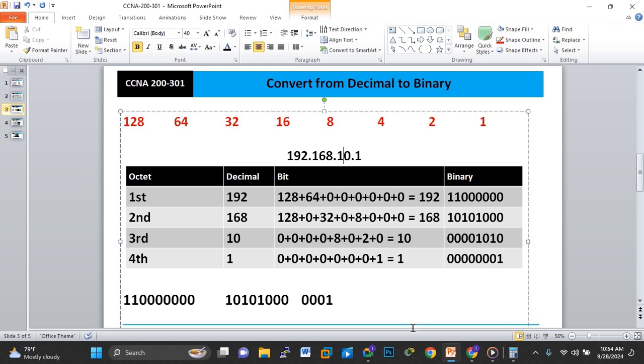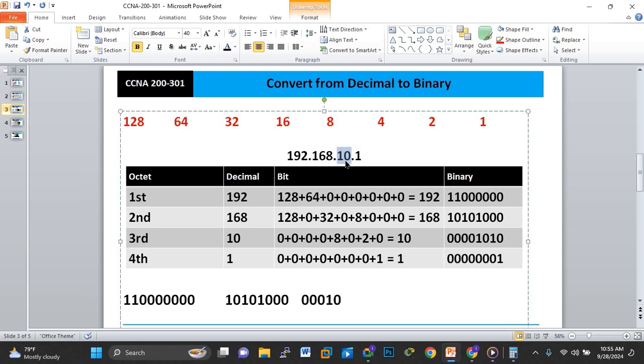So if the octet shows it's 10 here, now 4 is here. If we add 4 to 8, it will give us 12, so it is over 10. Will the bit be on or off? Off. It will be off, because this is 10 here.